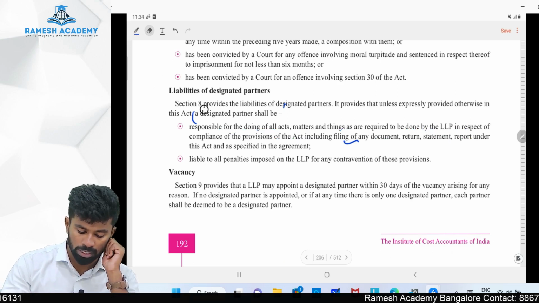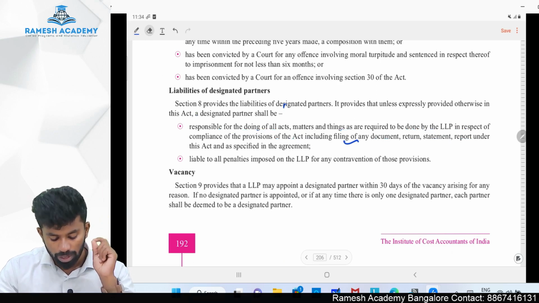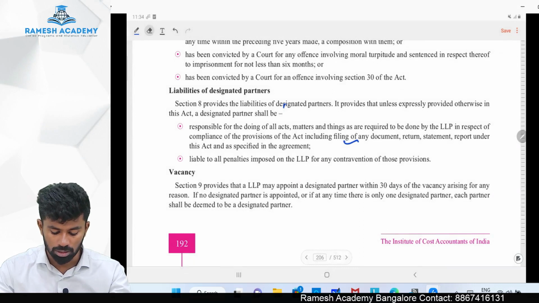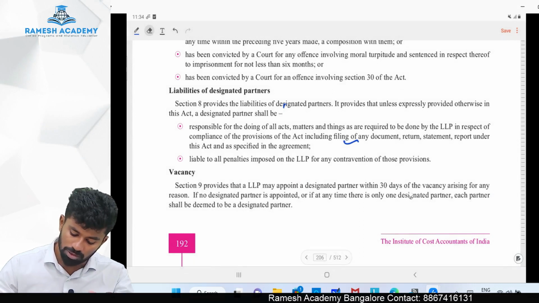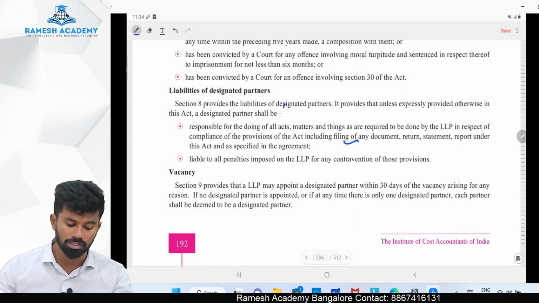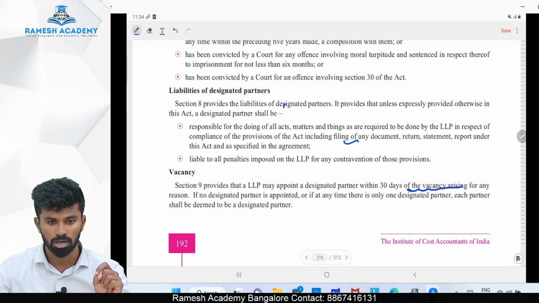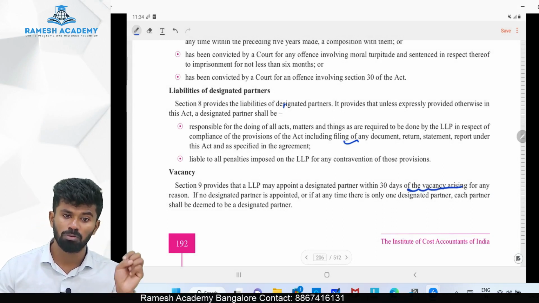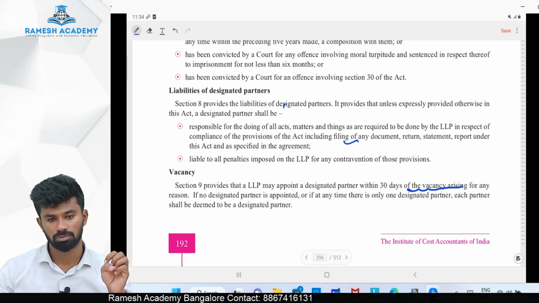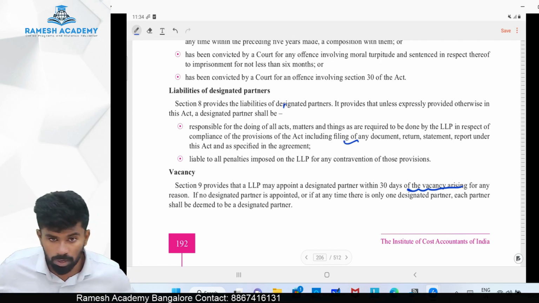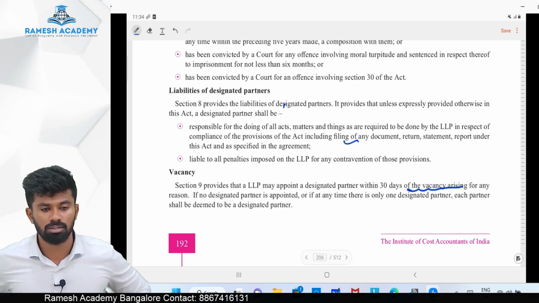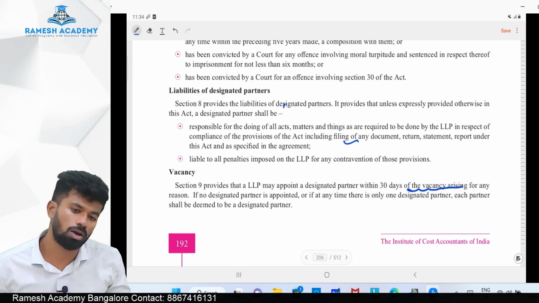Next one, vacancy. LLP may appoint a partner within 30 days of the vacancy arising for any reason. So, if there is any vacancy in the position of a designated partner, that can be filled by whom? Filled by the partners within how many days? 30 days, by intimating to the ROC.